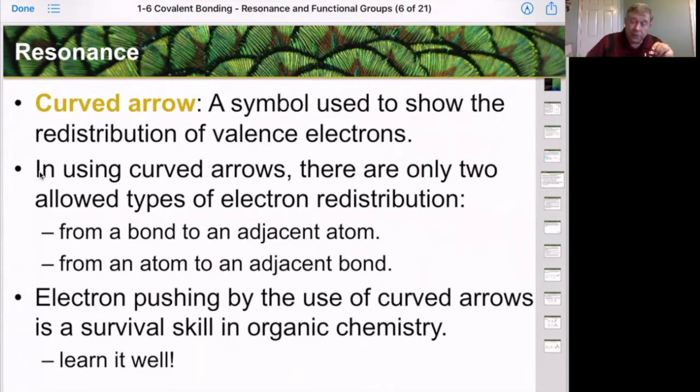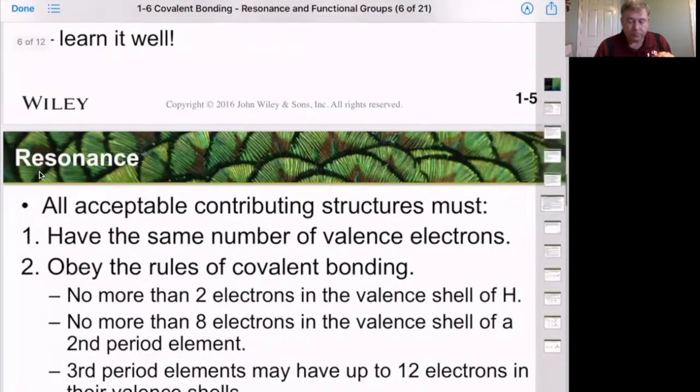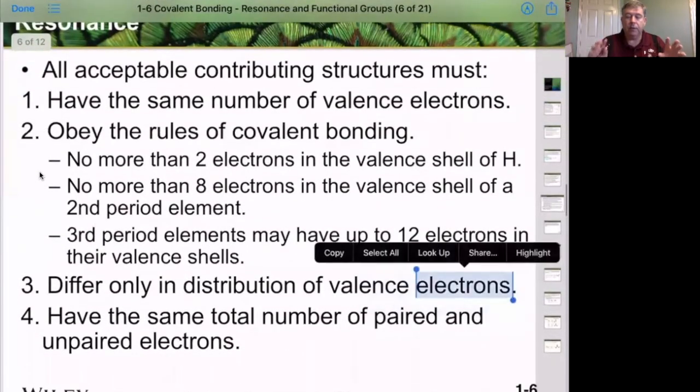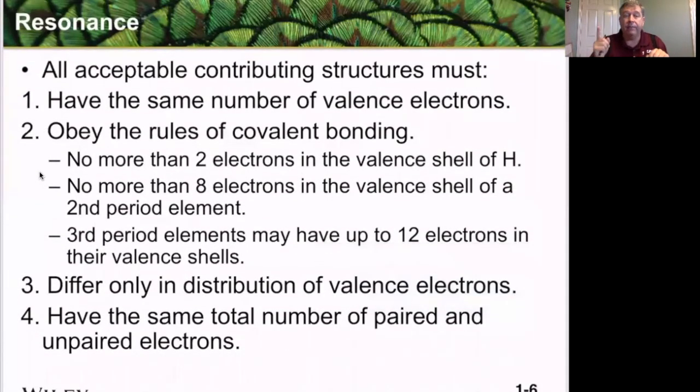You cannot jump across the system. The electrons have to stay attached to whatever atom they were on, and they just move in between other atoms when they move, okay? If you're taking electrons from one side to the other, there has to be a resonance structure somewhere in between.